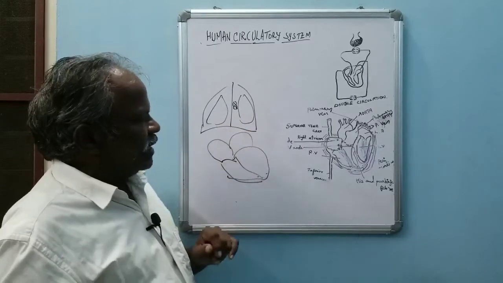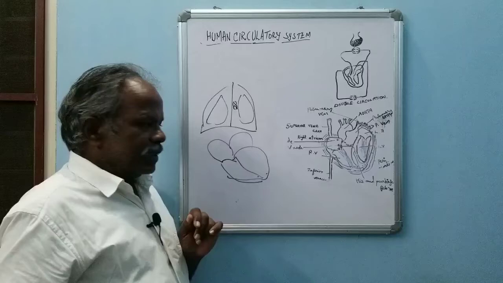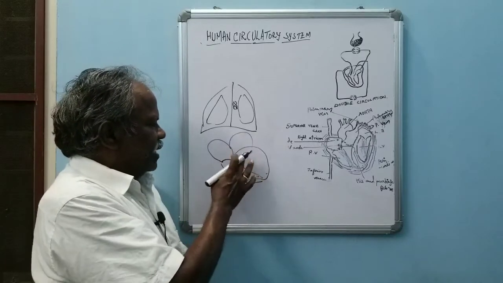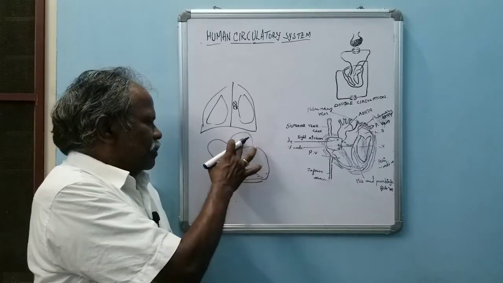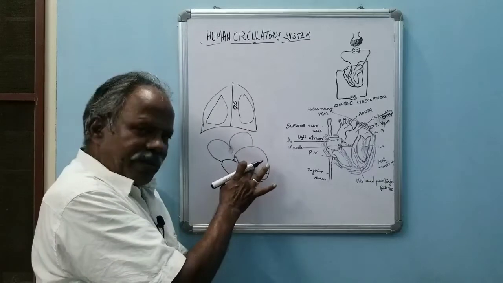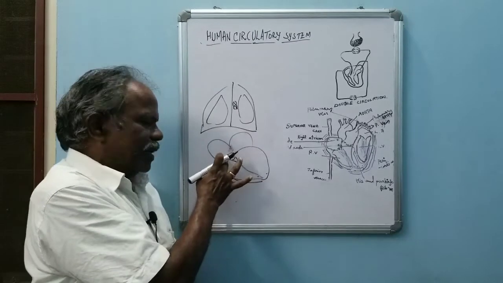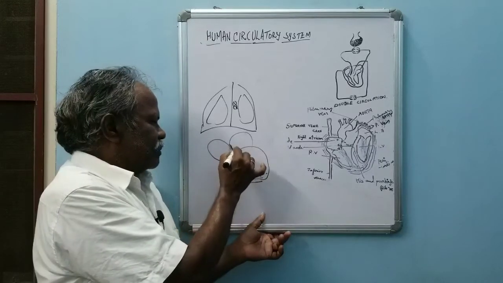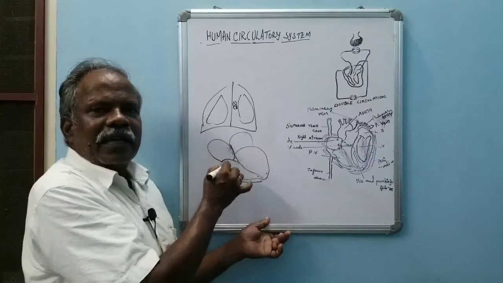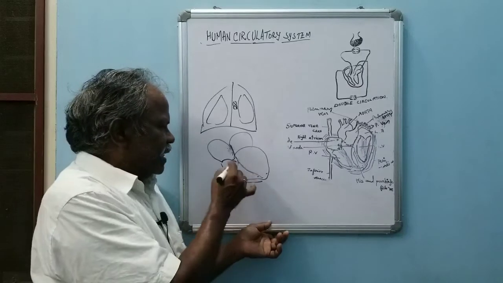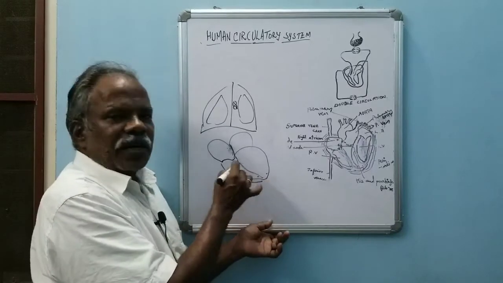Then we will see the chambers of the heart. There are four chambers in the heart. The upper chamber is the auricle, the lower chamber is called the ventricle. This is divided by the auriculoventricular septum, and then the auricle is separated again by a septum called the interauricular septum, and the ventricle is separated by the interventricular septum.